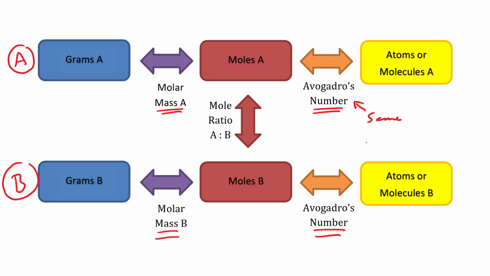These would be the same. These would be different for chemical A versus chemical B. Finally, we can use the mole ratio, those coefficients from our balanced chemical equation, to switch from moles of A to moles of B, or vice versa. I would advise you to print this off and have it nearby while you're learning to do chemical conversions, stoichiometry. It will help you organize your thoughts.